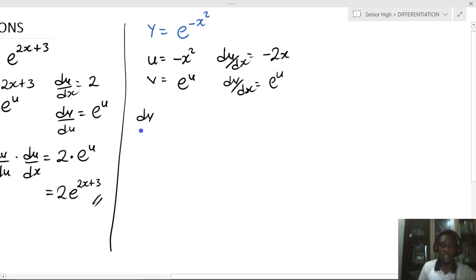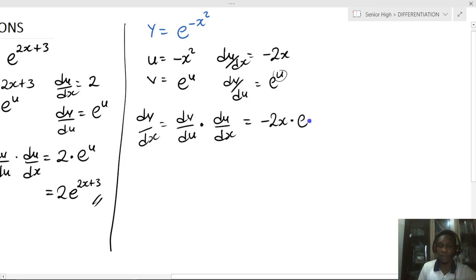So therefore our dy/dx is equal to what? dv/du, sorry, this is meant to be du, since it's with respect to u. So dv/du multiplying what? du/dx, and that is what? Minus 2x multiplying exponential u. What's our exponential u? Exponential u is exponential minus x raised to power 2, right? So this is the final answer: minus 2x exponential minus x squared.